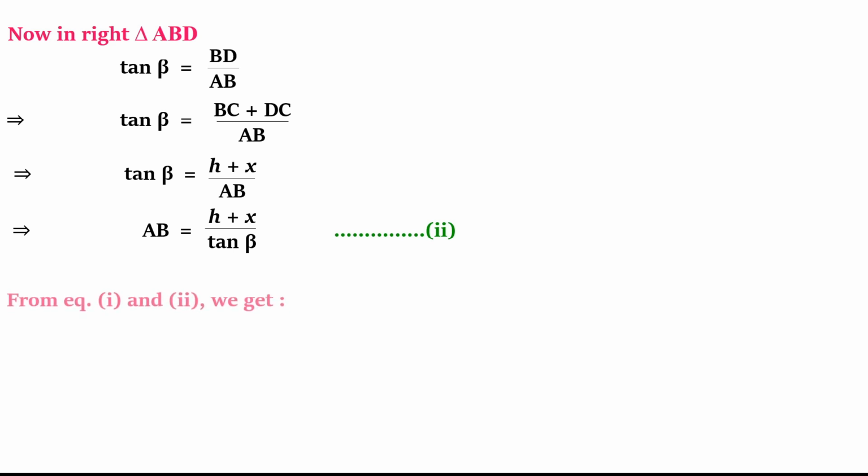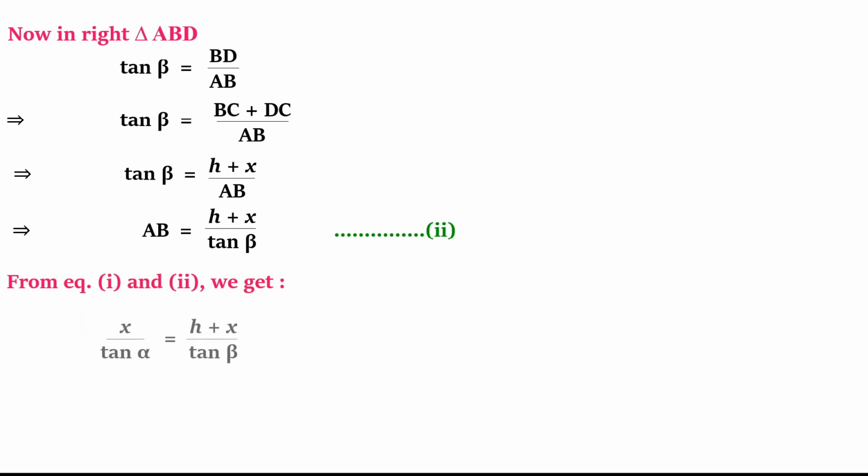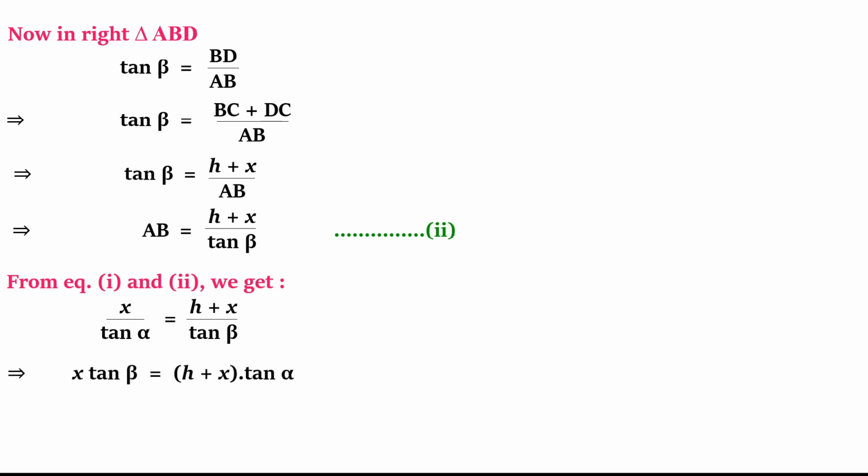Now when we compare both the equations, what do we get? That these two are the values of AB. So we will equate them. Here I have from equation 1 x upon tan alpha, and from equation 2 h plus x upon tan beta, and since both are equal to AB, both are equal. So now what we have to do? We have to cross multiply. x into tan beta is equal to h plus x into tan alpha.